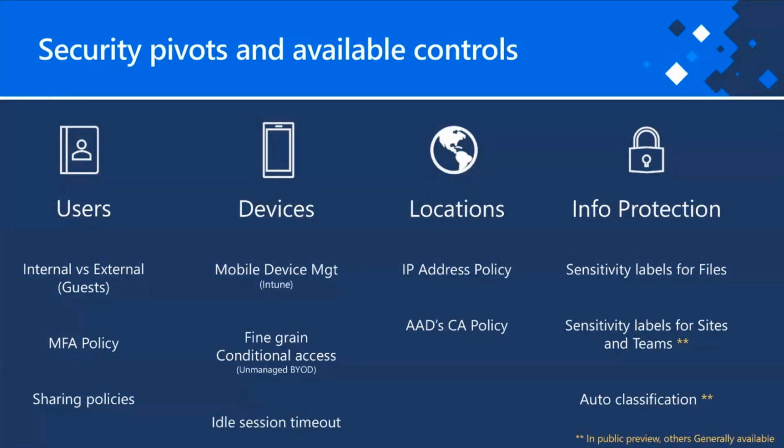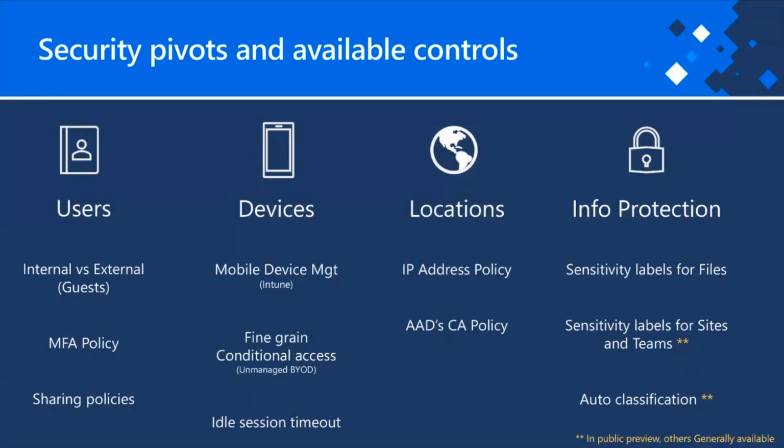Then moving on to the third pivot around locations. In this case, we specifically focus on the IP address. So you could create a control such that if the user is accessing my corporate data only from within this IP address range, only then they can access my corporate data. Most security-centric customers prefer this kind of approach because that way they have a definitive network range, IP address range, from which they know that the corporate access is only allowed. It's both at the SharePoint level as well as at the Azure Active Directory conditional access policy level. You can configure this IP address policy.